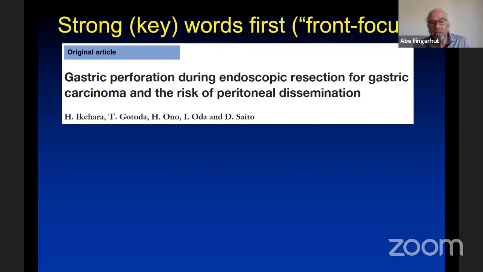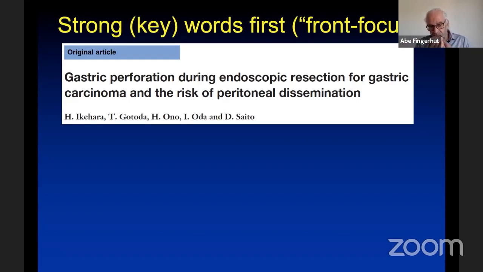Gastric perforation during endoscopic resection for gastric carcinoma, the risk of peritoneal dissemination. That's the title that I use for many explanations. But here, what I want to show is that the strong words are first. This article, as I read the title, should concentrate on gastric perforation, not on endoscopic resection, not on cancer, or the risk of peritoneal dissemination. These are the consequences of the perforation.